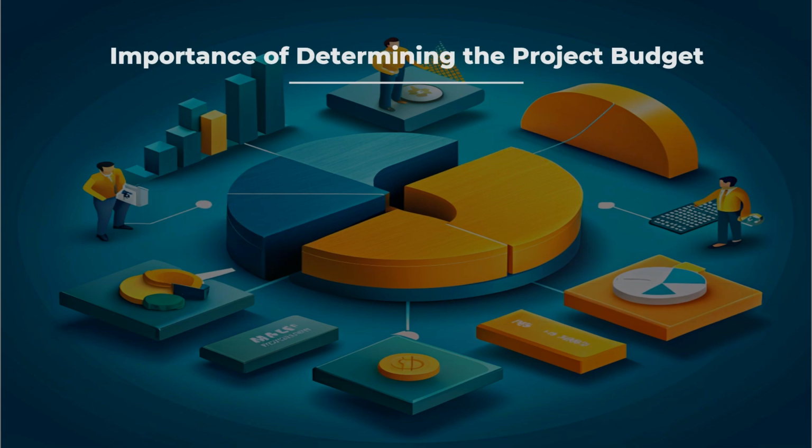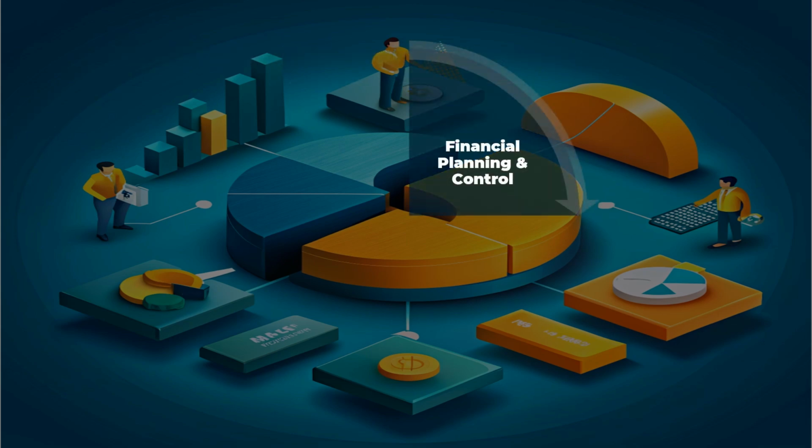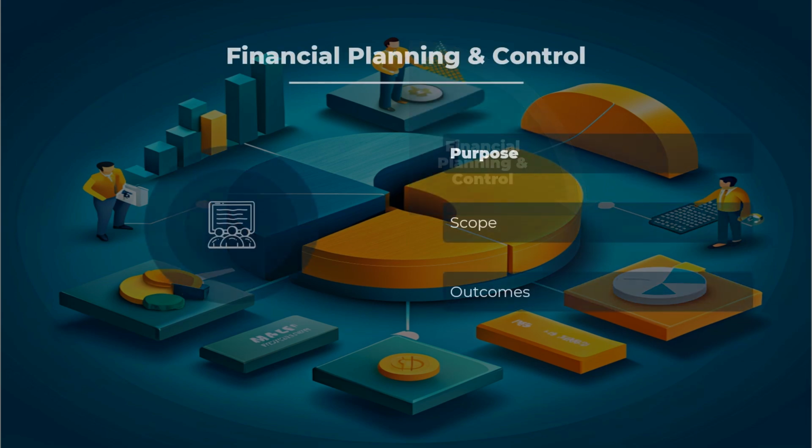Determining the project budget is vital for several reasons. Let's explore its importance across different aspects. Financial planning and control. To create a roadmap for financial management, ensuring the project is feasible and sustainable. Involves detailing all expected costs, including materials, labor, and contingencies. Provides a clear financial overview, aiding in identifying potential financial risks and managing cash flow effectively.